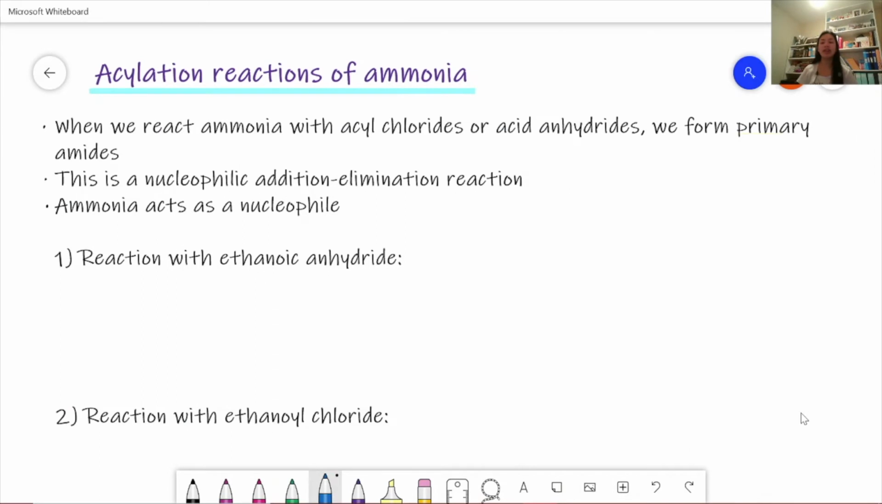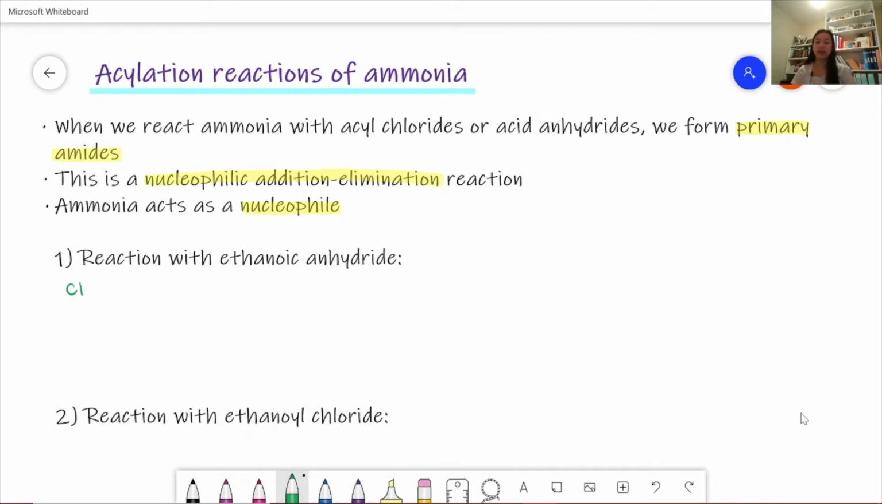So now we're going to look at the acylation reactions of ammonia. So when we react ammonia with acyl chlorides or acid anhydrides, we form primary amides. And again, this is a nucleophilic addition-elimination reaction because this is also an acylation reaction. And this time, ammonia acts as a nucleophile instead of the primary amine that we just saw. So first of all, we're going to look at the reaction with ethanoic anhydride, which is an acid anhydride.